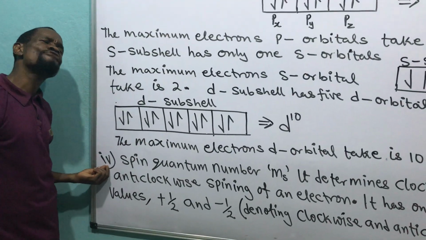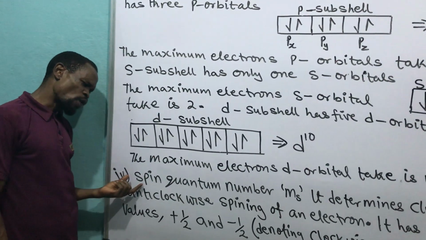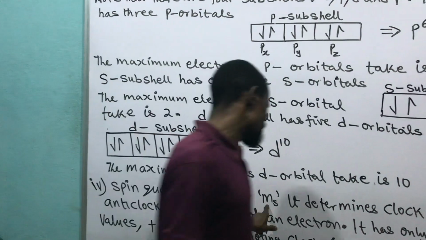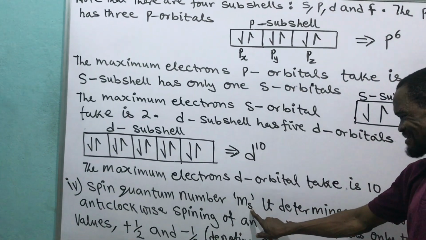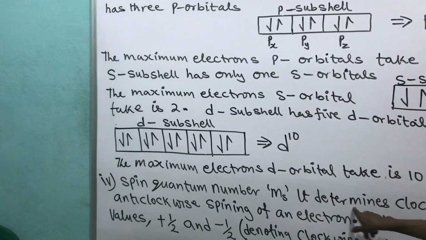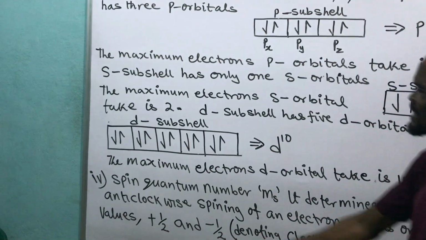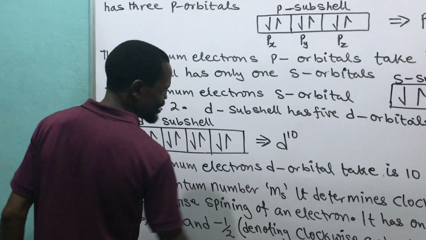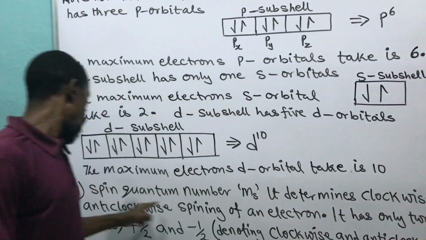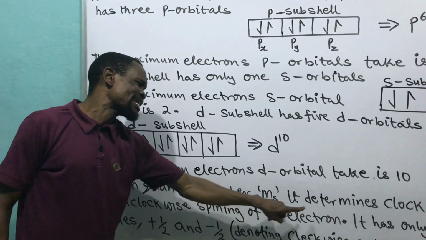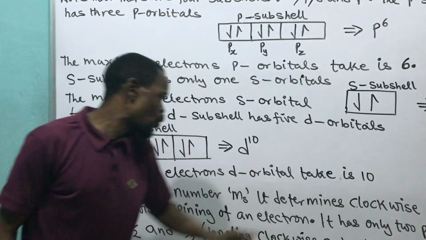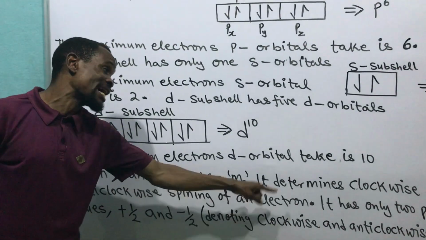And I come to IV, which we call the spin quantum number. Spin quantum number is written as capital M with the subscript S. This S stands for spin quantum number. It determines the clockwise and anti-clockwise spinning of an electron. This is what it does. It determines the clockwise and anti-clockwise spinning of an electron.